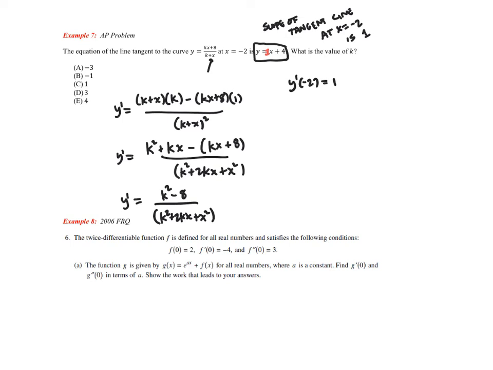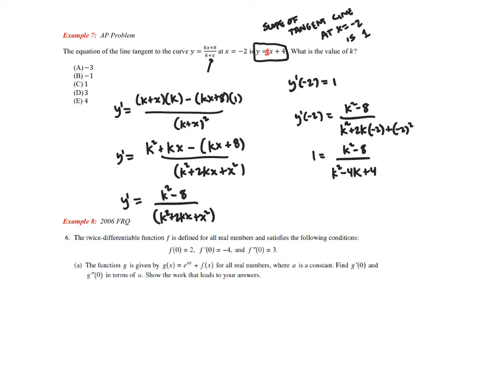All right, so if y prime at -2 is equal to k squared minus 8 over k squared plus 2k times -2, that's our x value, plus -2 squared, and I want that to equal 1, then 1 equals k squared minus 8 over, let's clean this up, k squared minus 4k plus 4.